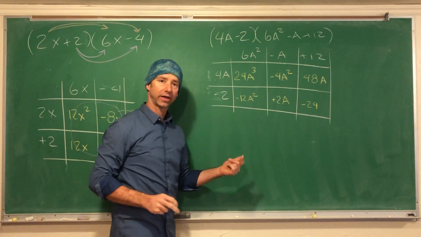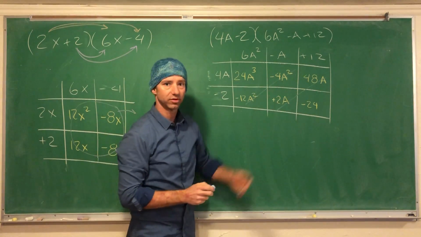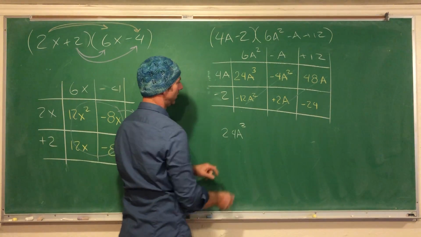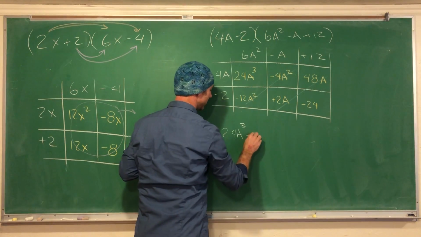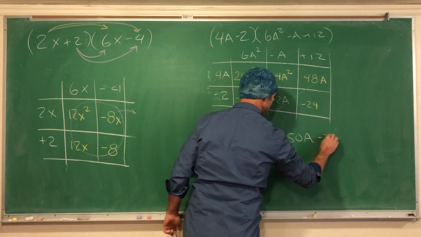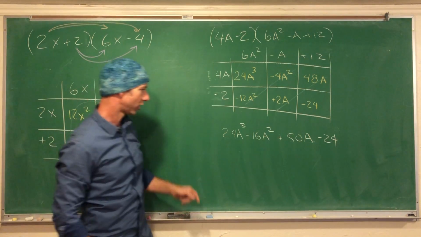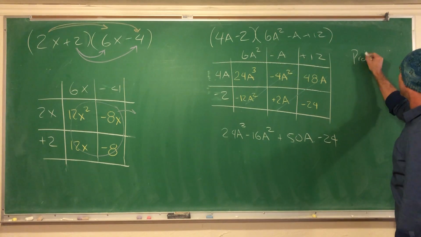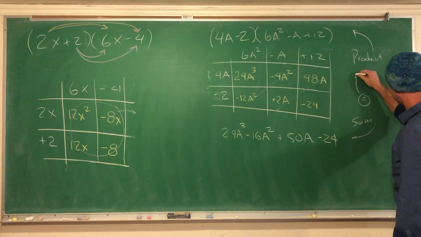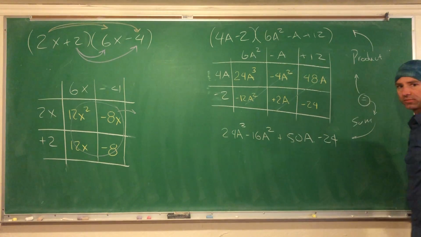Something I want you to recognize is these diagonals are the same terms. I'm going to simplify those together. So, let's see, simplify this one. 24a cubed. Negative 12a squared, negative 4a squared, is minus 16a squared. 48 and 2. There we go. This is the sum. This is the product up top. This is the sum. I've added up these center terms, and this is the product where we multiply them together.